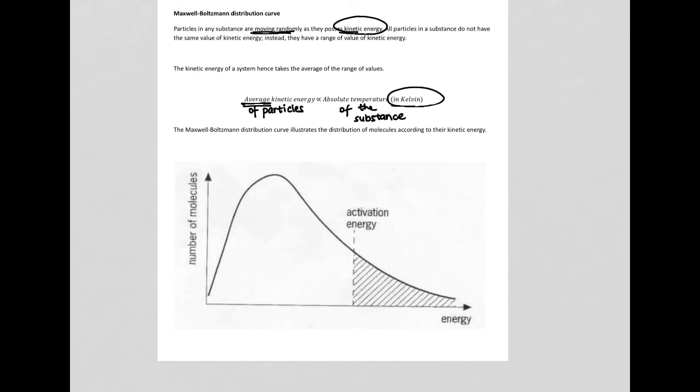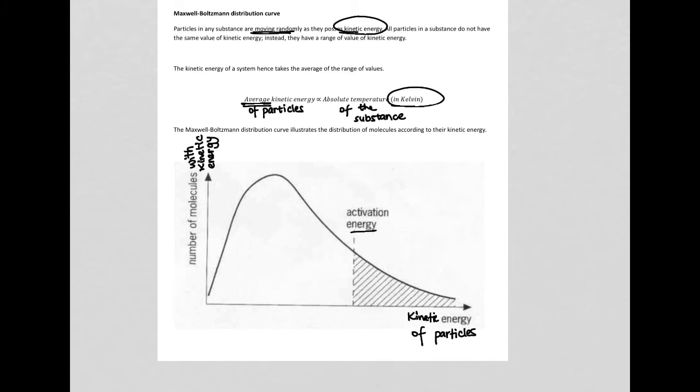Now we have what we call the Maxwell-Boltzmann distribution curve, and this curve is going to show the distribution of the molecules according to their kinetic energy. Concerning this curve, it's very important that you know the labeling of the axis. So the y-axis is the number of molecules or particles with a certain amount of kinetic energy. And the x-axis is showing you the kinetic energy of the particles.